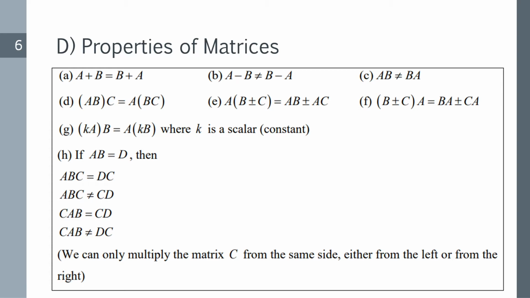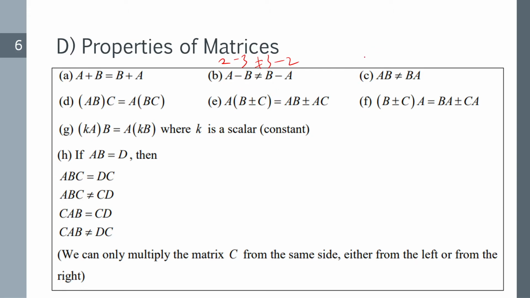If you have the matrix A plus B, actually it is the same as matrix B plus A, so it's interchangeable. But if you have matrix A minus B, it is not B minus A. It's just like numbers: 2 minus 3 will not be the same as 3 minus 2. So it applies to our matrices.